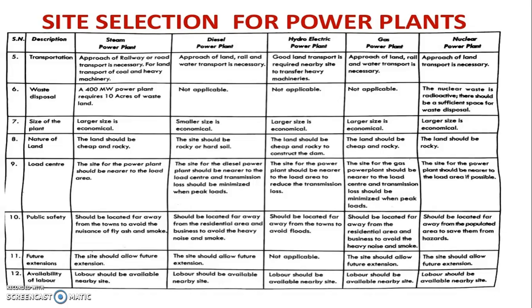And then the last parameter is availability of labor. Labor should be available near the site for all these types of power plants. Without labor we cannot do the work, so availability of labor is one of the important parameters. So these are the things under site selection for power plants.